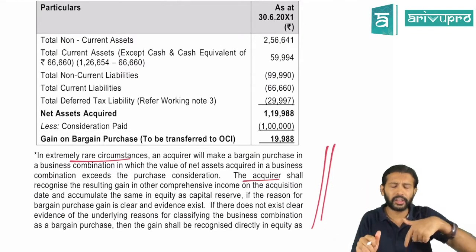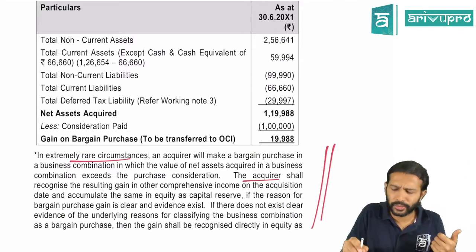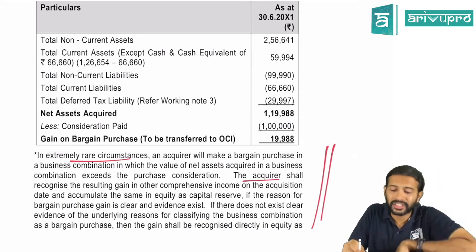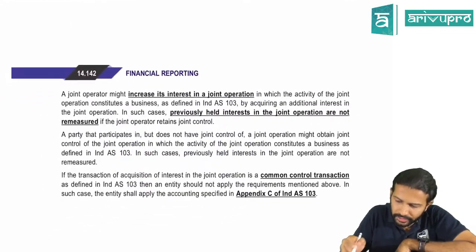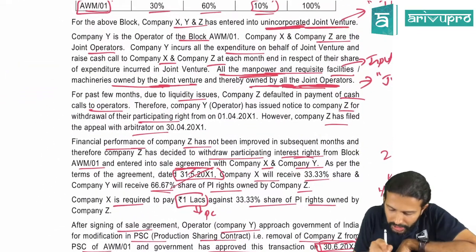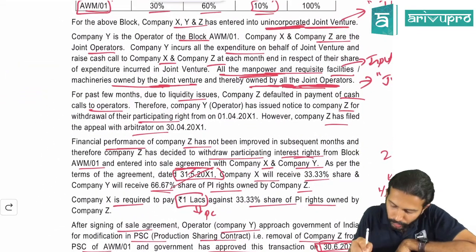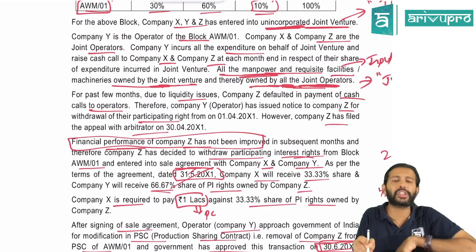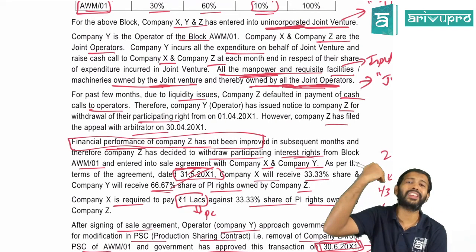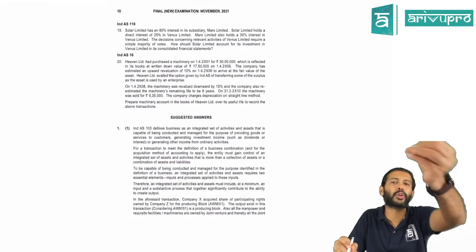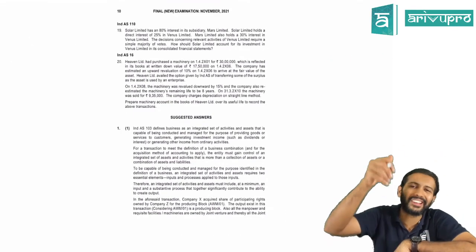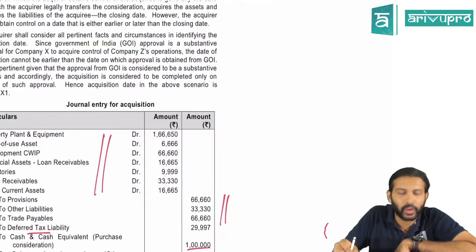Then, like here, why did you get a bargain purchase gain over here? Because Z's financial performance they told was bad, if you remember. Z had some financial stress. Financial performance of Z had not been improved, so he was facing some financial distress. Due to that, he sold this business at a lower stake. That means the reason for you getting this bargain purchase gain is clearly known. It's a distress sale, so that is the reason.